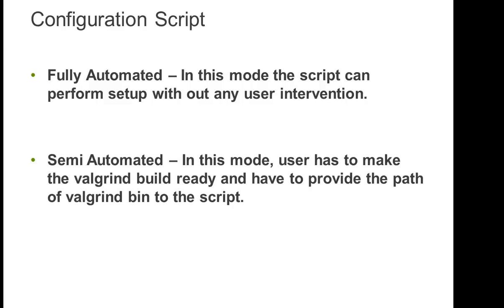Basically, the script is available in two modes: fully automated mode and semi-automated mode. In fully automated mode, script has the ability to perform end-to-end function, starting with downloading the Valgrind till setting up the environment paths. In semi-automated mode, prior to launching the script, user has to ensure the Valgrind build setup to be ready and pass on Valgrind bin path to the script when prompted for it.